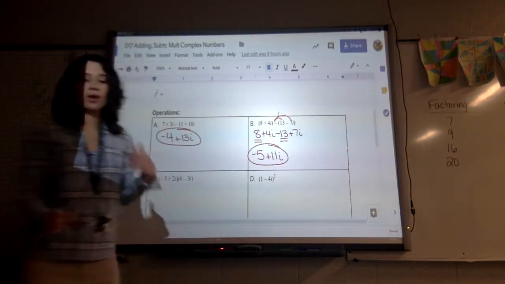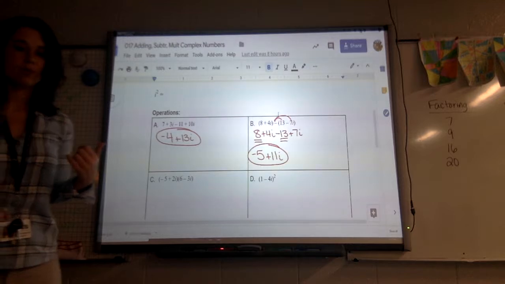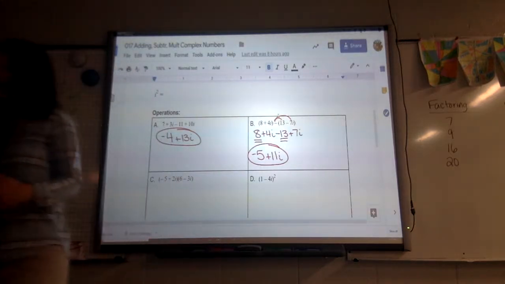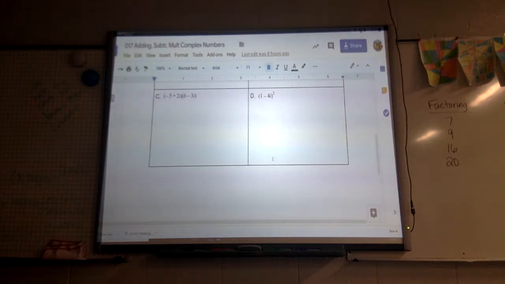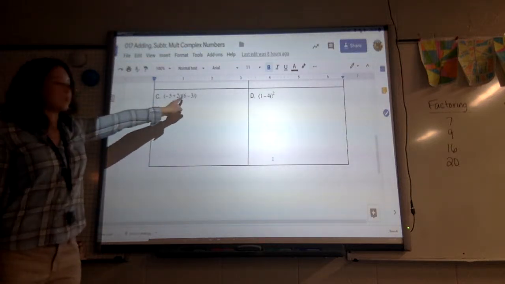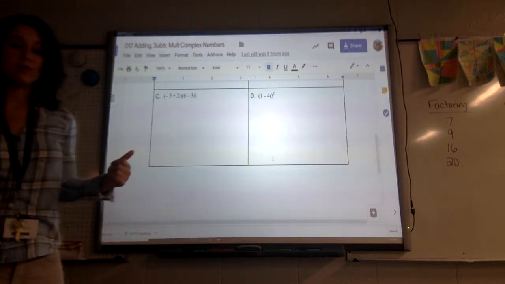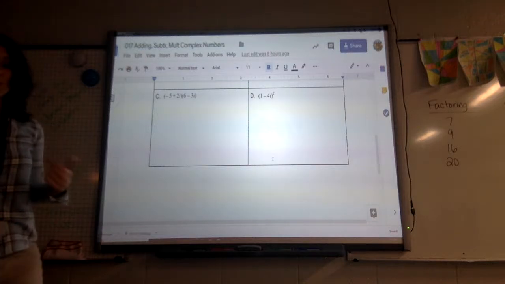And there is absolutely nothing else I can do to that. I'm done right there, and that's my answer. Okay? When you look at part C, it is going to take you a little longer. It's not super difficult. But anytime I have parentheses sitting right next to each other, notice the difference here. In example B, there was a minus sign between those parentheses. Here there's not. There's nothing between them. That means they want me to multiply.